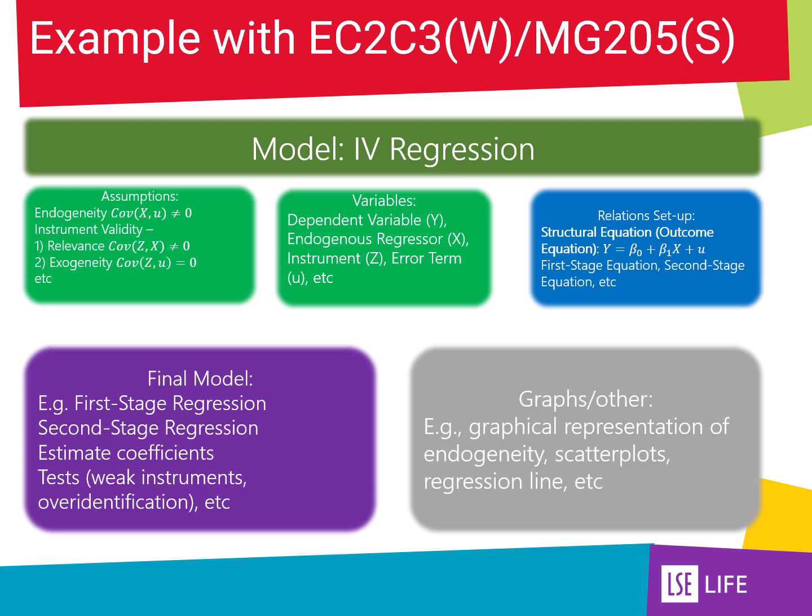Variables would be dependent variable y, endogenous regressor x, however many you have, instrument z, error term u, etc. Relation setup could be structural equation, first stage equation, second stage equation, then however you need to solve it, estimate coefficients, perform whatever tests you need. For example, in this case for weak instruments or over-identification, and then whatever supplementary material you can offer, for example, graphical representation of endogeneity, scatter plots, regression line, etc.